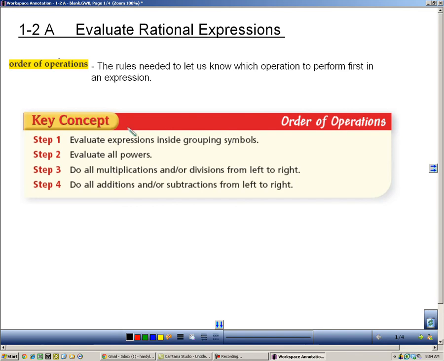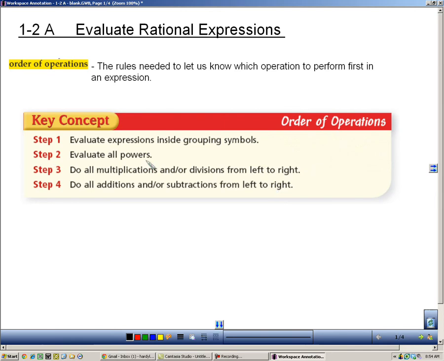Now these are the steps, or this is the order in which you do the operations. First of all, when you're solving an expression, you want to evaluate inside grouping symbols. Now what are grouping symbols? Things like parentheses, brackets, braces, these are all grouping symbols. Typically we talk about parentheses though as the number one grouping symbol.